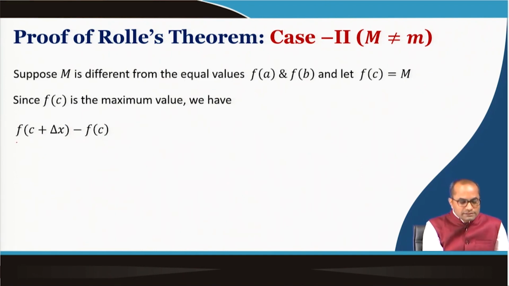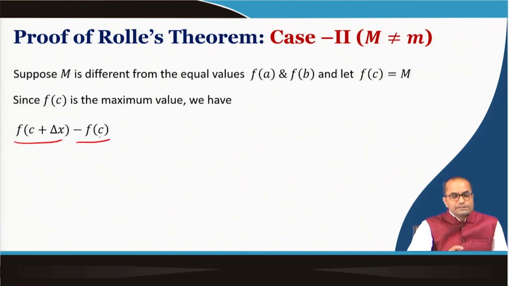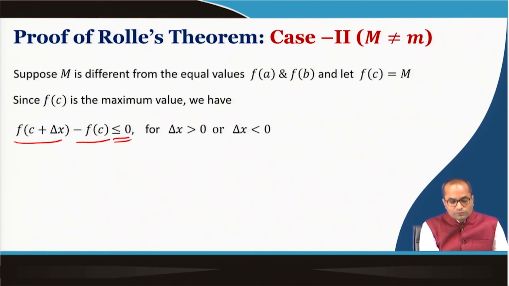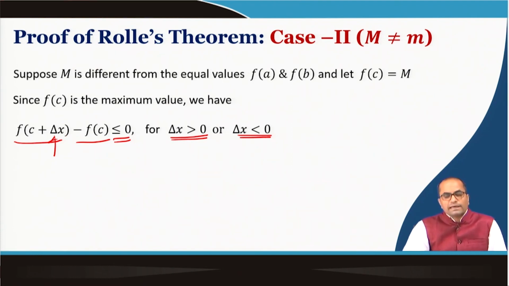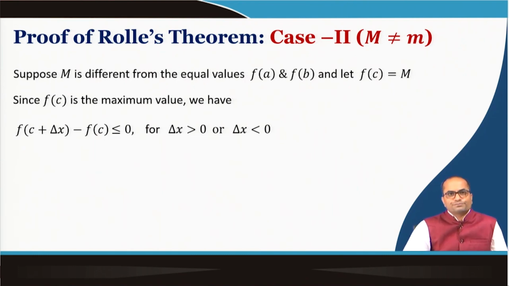So, in that case, the sign of this expression f(c + Δx) − f(c) will be less than or equal to 0 for Δx positive or Δx negative. It does not matter whether this Δx is positive or negative, because that defines just the neighborhood of this function at c. So, f(c + Δx) − f(c) will definitely be less than or equal to 0 for Δx positive or negative.